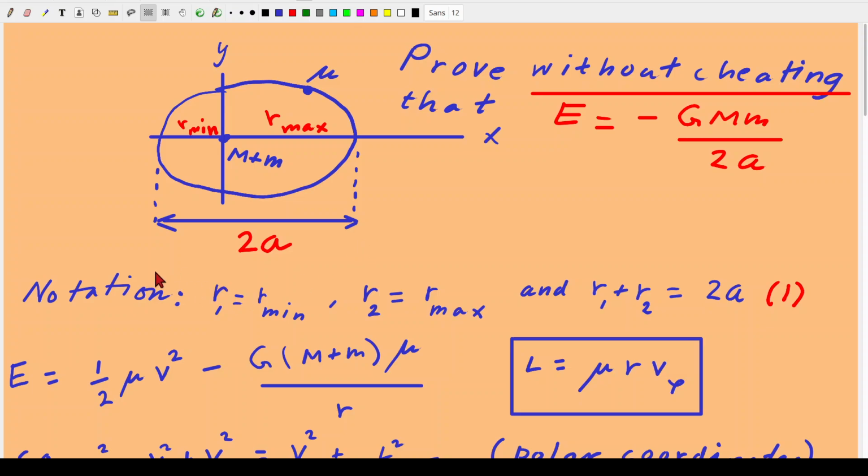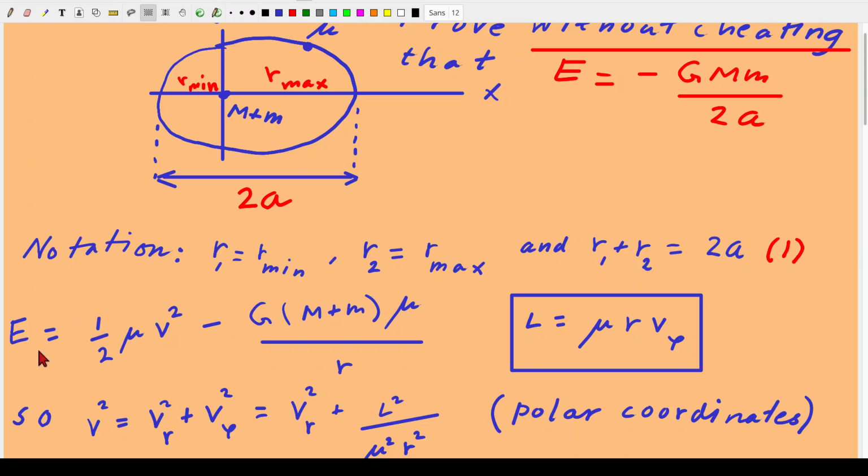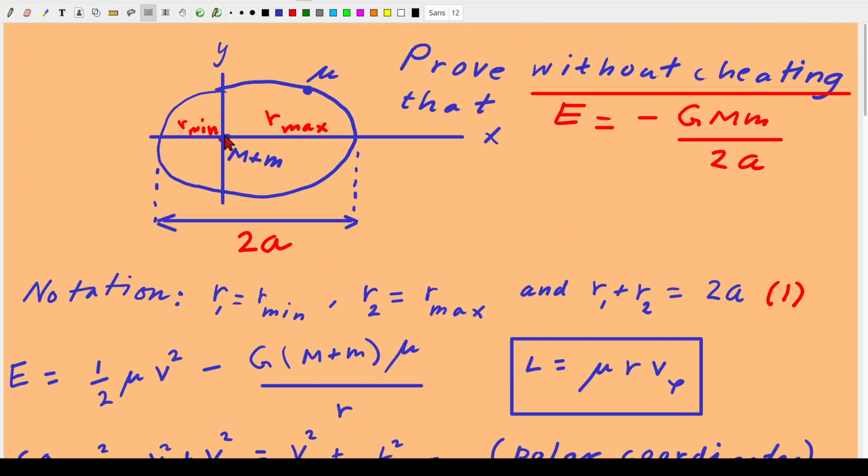And to be a little bit more efficient, let's change the notation to r1 for the minimum distance and r2 for the maximum distance. And here is this equation that we clearly can see here, 2a, where a is the semi-major axis. Let's take a look at the orbital energy of the reduced mass particle. Here you have a kinetic energy, and here you have the gravitational potential energy for any distance r, wherever this particle is.